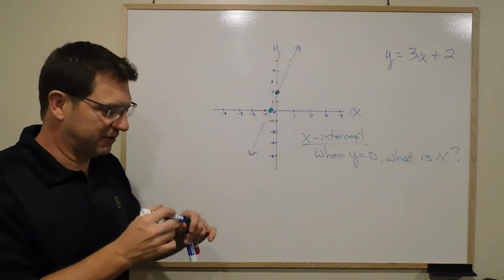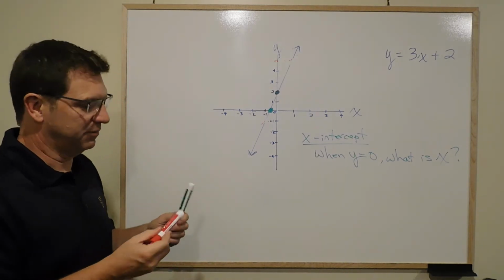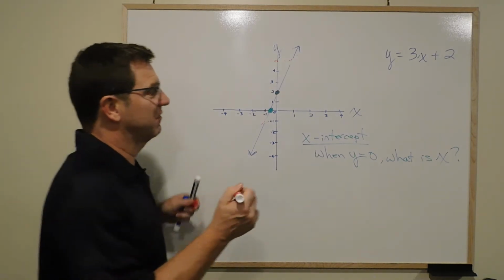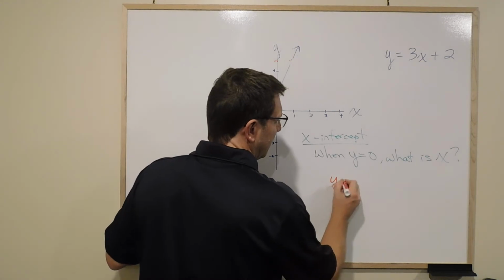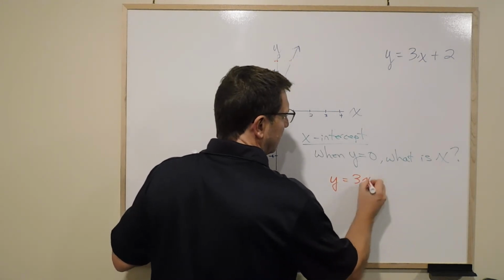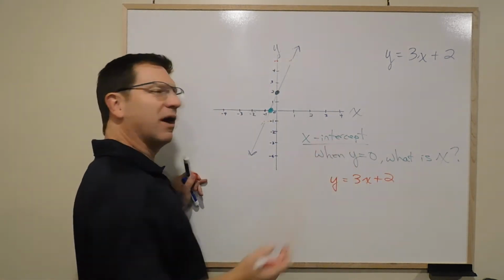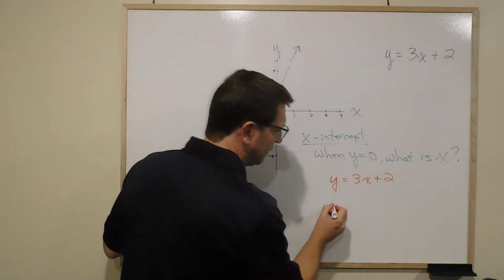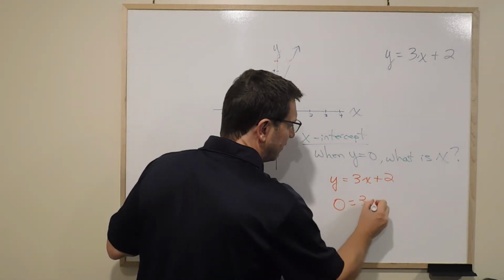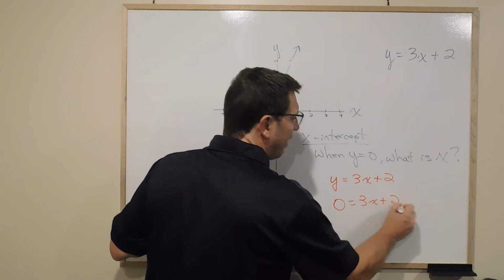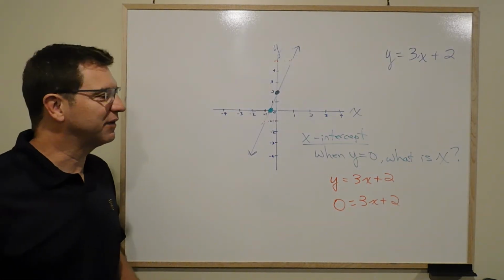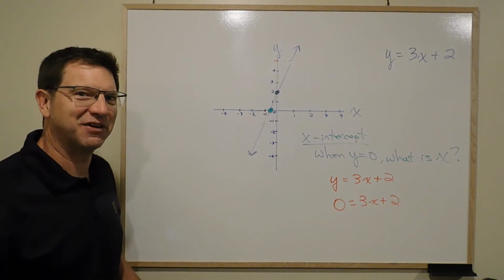Now, we can do that. We can take our equation. We'll do it in red. So, we'll take our equation. And we say when y equals 0, what is x? Well, when y equals 0, we have to put 0 in for y. And then we solve this little wee equation, we isolate for x.